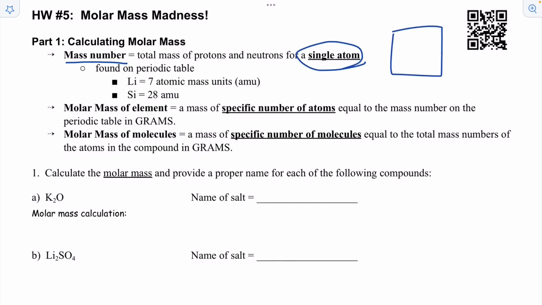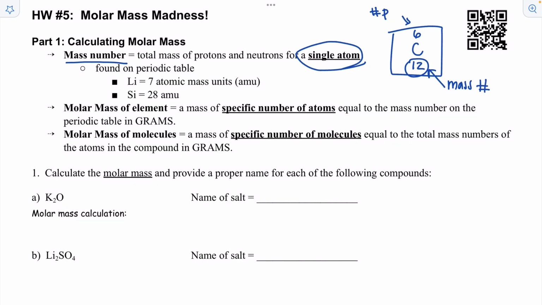On your periodic table, let's say carbon, you'll see two numbers, the number 6 and the number 12. The number on top, that's the number of protons. The number on bottom, however, is the mass number, and that's the number of protons and neutrons added together. Carbon has 6 protons and 6 neutrons for a total of 12. So that's the mass number.